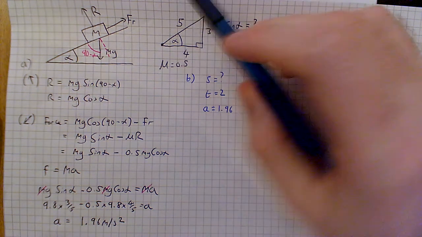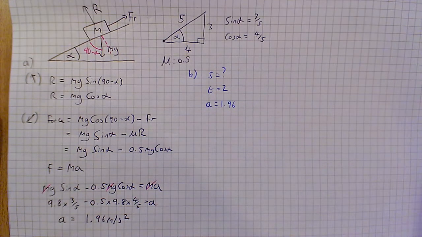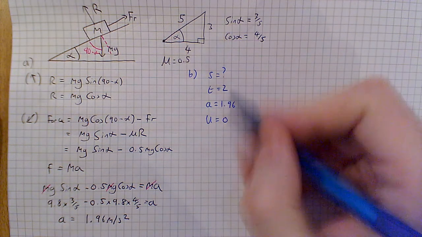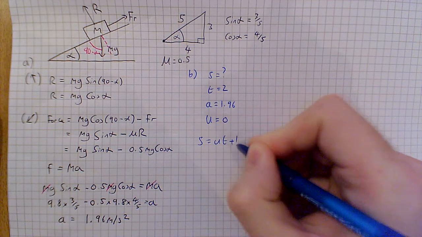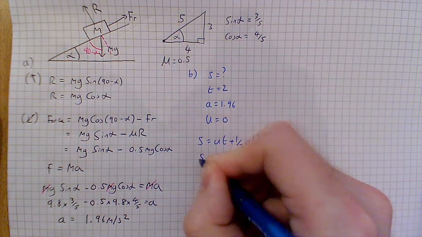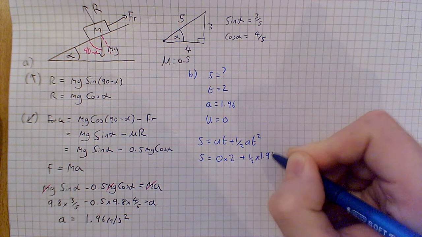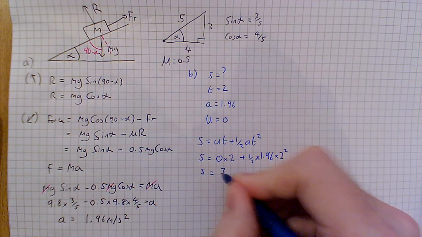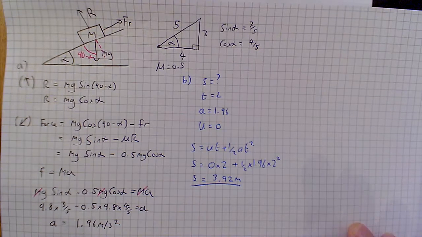So what we know in the question, if we just look back at the question, is a particle is held at rest. So that means that we're starting with 0 velocity. So this is u equals 0. And then I've got enough information to find s, I can put it into one of the SUVAT equations. So you'd check your formula book and you'd find that it's related by this equation. And then we've got 0 times 2 plus 1/2 times 1.96 times 2 squared. So this is 3.92 meters in the first 2 seconds of motion.